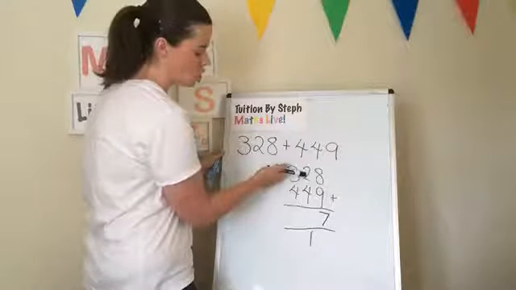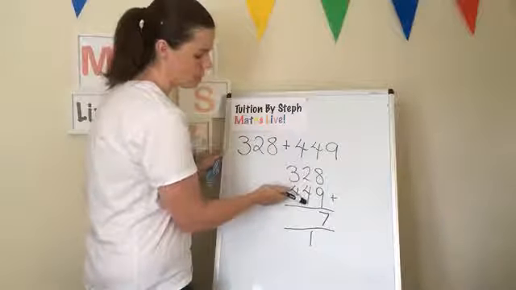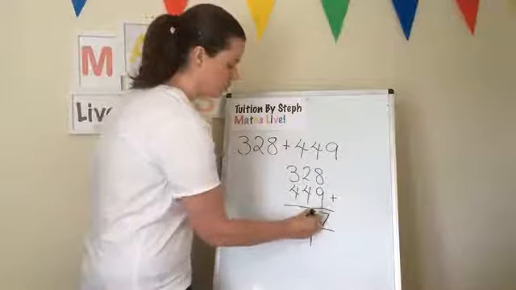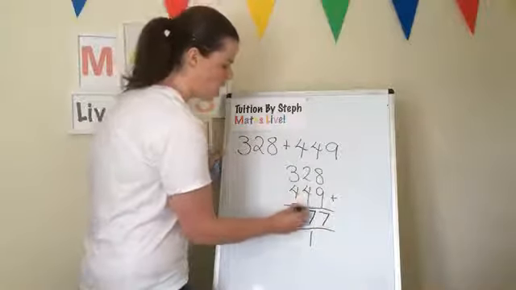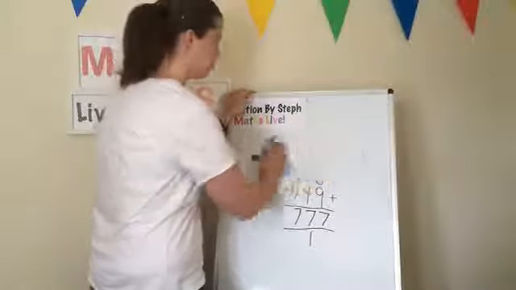Then we do 2 plus 4 plus our 1. So 2 plus 4 is 6 plus our 1 is 7. And 3 plus 4, 7, 7, 7. Oh, that's weird. Didn't mean for that to happen.